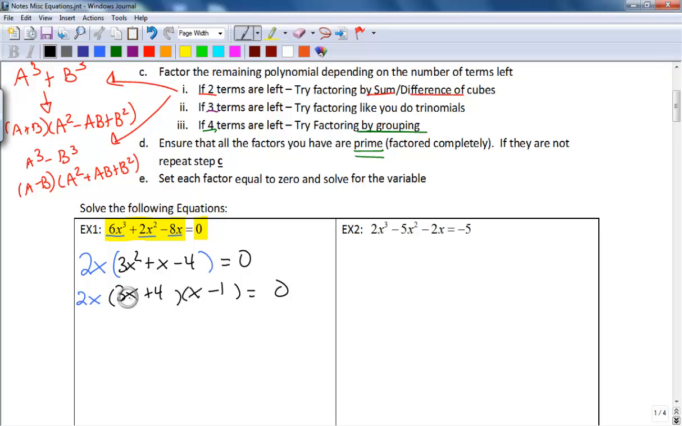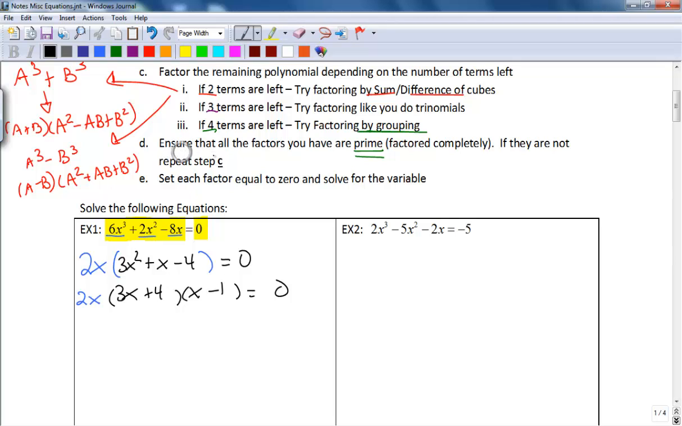Let's try this again. 3x times x is 3x squared. 3x times negative 1 is minus 3x. 4 times x is plus 4x. So a negative 3x plus a 4x gives me that positive x I was looking for. And 4 times negative 1 is negative 4. Great. So we've done that.